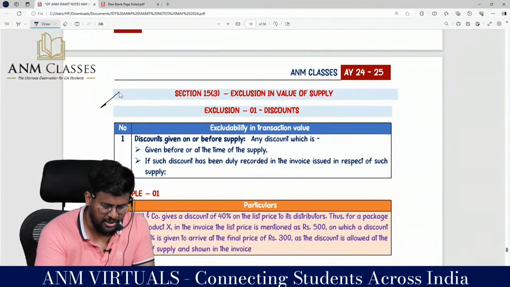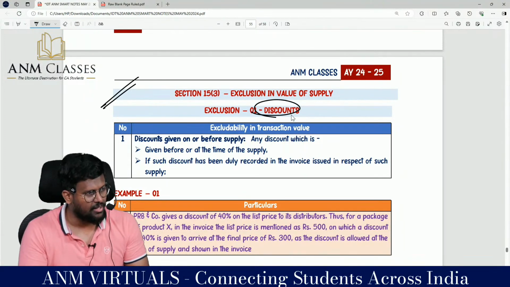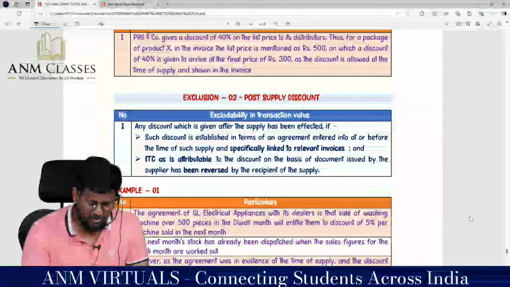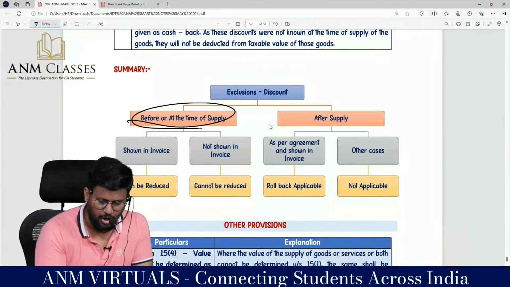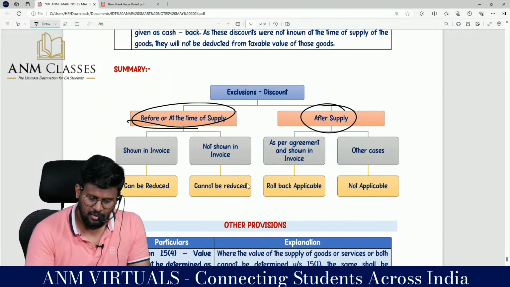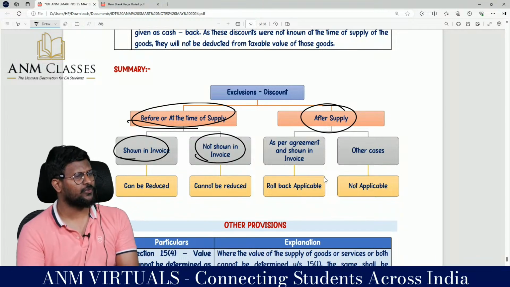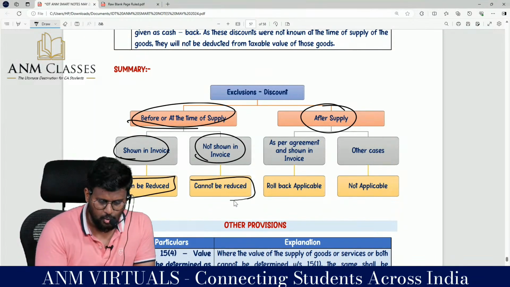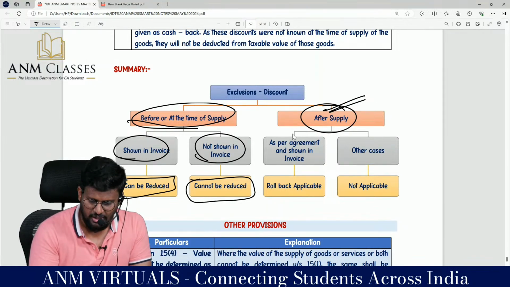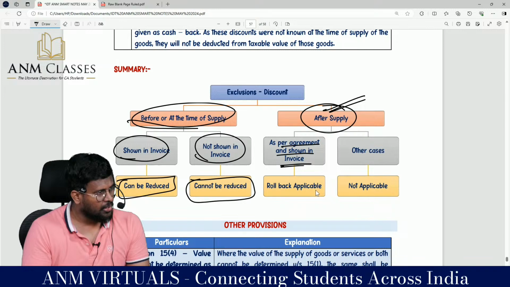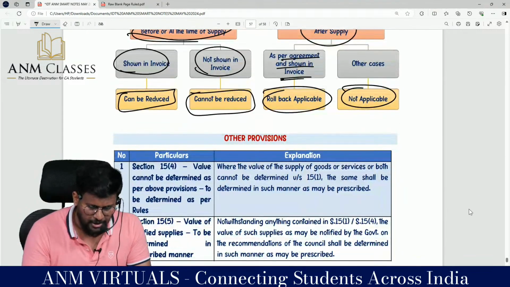And 15-3 is exclusion from the value of supply. Yes sir. There is only one exclusion, and that is discount. You have to check whether the discount has been provided either before or at the time of supply. If it is before or at the time of supply, you have to check whether it is shown in the invoice. If it is shown in the invoice, it can be reduced; if not shown in the invoice, it cannot be reduced. If it is after supply, you have to check whether there is an agreement and whether it is shown in the invoice. If yes, the rollback provision is applicable. Otherwise the rollback is not applicable, right? Yes sir.